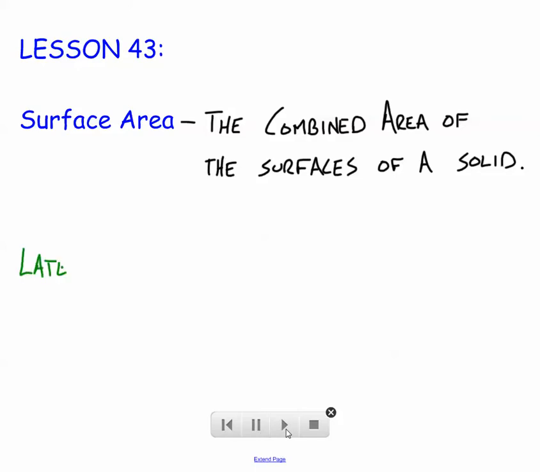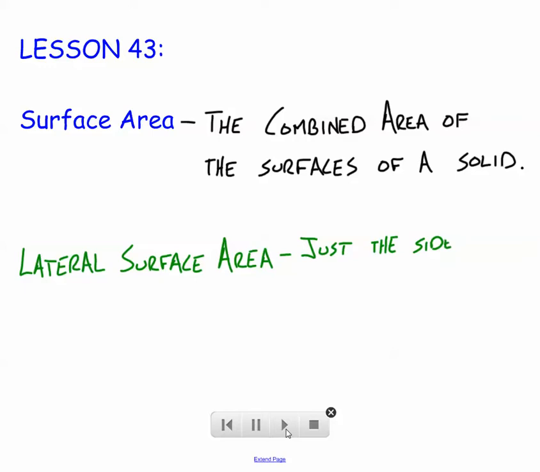And we're also going to use this phrase here, or term, lateral surface area. Let's define that. Not an official definition here, but it'll work. Just the sides. So surface area is the top, the bottom, and all the sides together. The lateral surface area is just the sides. So we're excluding the top and bottom.